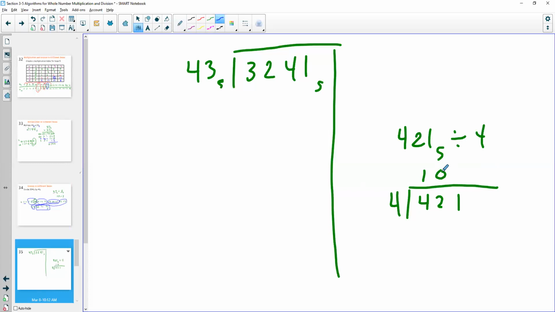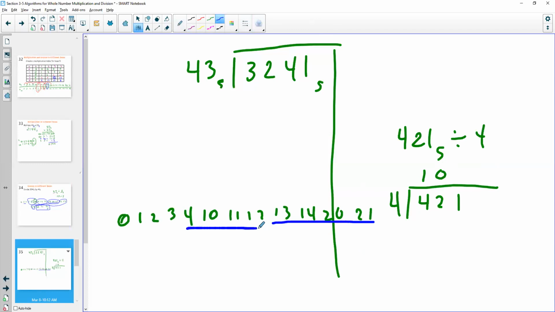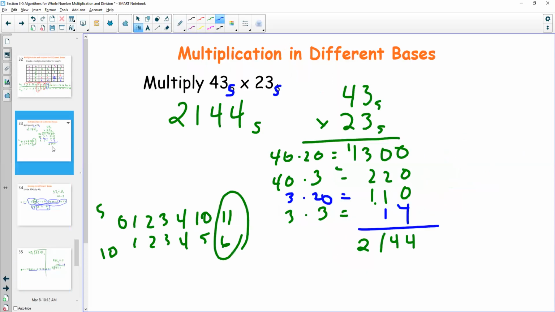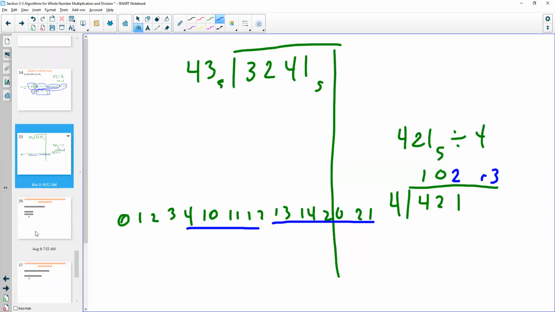Well, let's go back to our base 5 table. If we think about counting 0, 1, 2, 3, 4, 10, 11, 12, 13, 14, 20, 21. Let's think about how many groups of 4 there are. So here's 1, there's 2. So it goes in twice, and we have a remainder of 3. Okay? What you have to do is continually be thinking about how to count in the base you're in when you divide, which can be complicated. But let's stick with the simpler examples here. The multiplication, you're going to be fine, and we'll go from there.